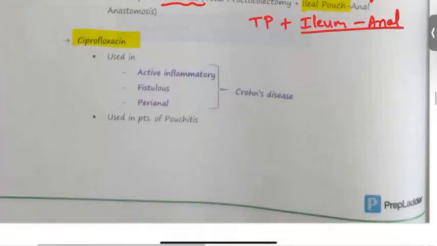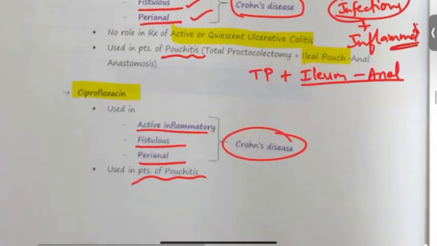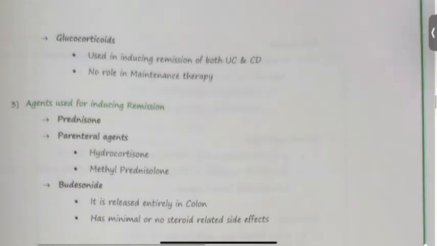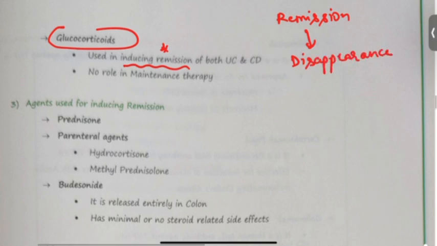Okay, the other antibiotic which we can use is Ciplox, or ciprofloxacin, which is again used in active inflammatory fistulas or perianal Crohn's disease, and is also used in cases of pouchitis. So either metronidazole or Ciplox can be used. Okay, we can also use steroids in these cases, mainly glucocorticoids. They are used for induction of remission. Remission basically means disappearance or decrease, you can say, in signs and symptoms.